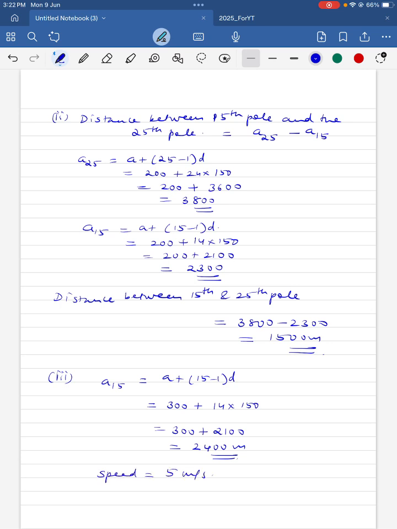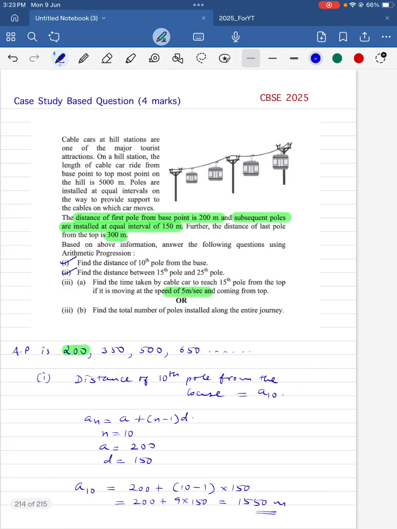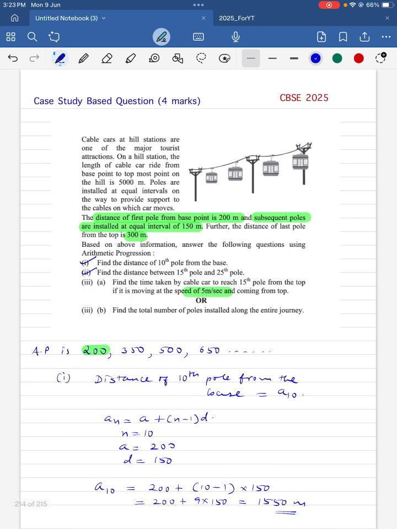So we can calculate the time as equal to distance divided by speed, which will give me 2400 divided by 5, which is 480 seconds. Now if you convert this to minutes, 480 divided by 60 gives me 8 minutes. Okay, so that means the cable car takes 8 minutes to reach the 15th pole. Now there's one more part to the question. In the OR part, they're asking you to find the total number of poles installed along the entire journey.